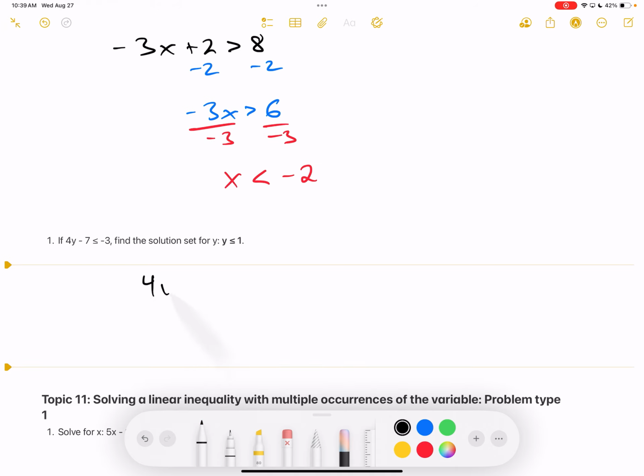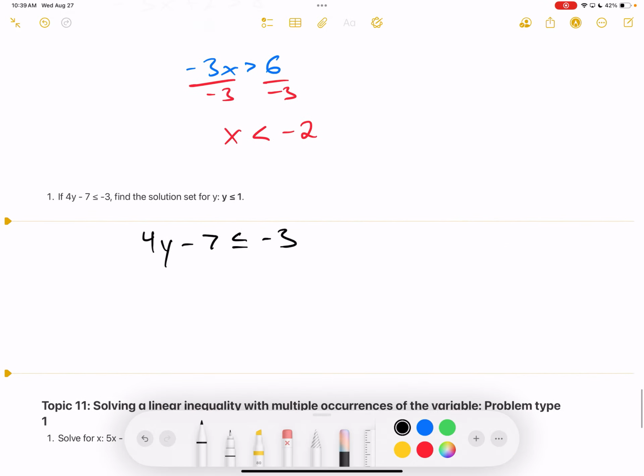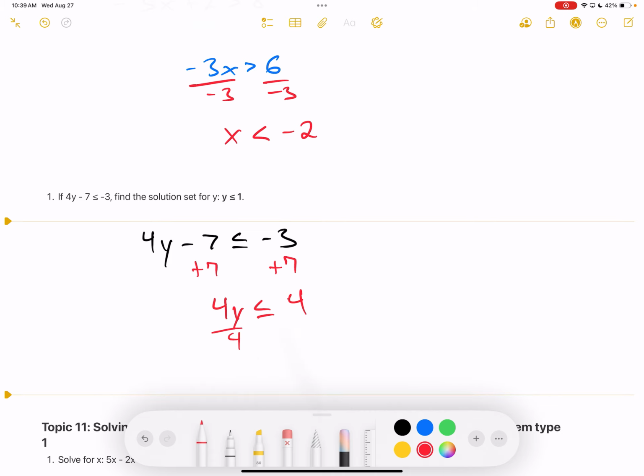On the next one, I'm going to add 7 to both sides. So I get 4y. If I owe you $3 and give you 7, that means I'm ahead $4. And then divide by 4. So y is less than or equal to 1.